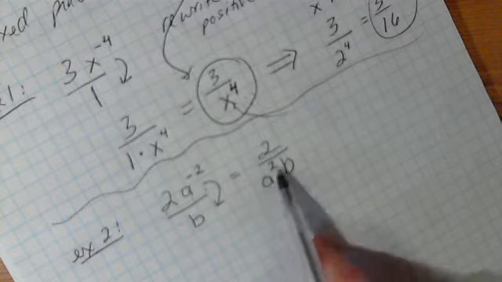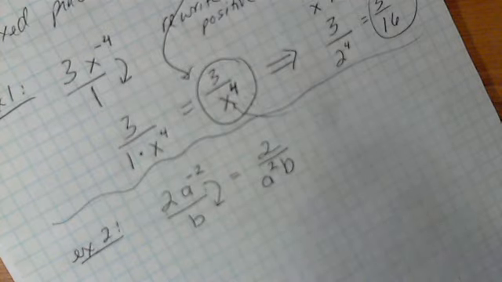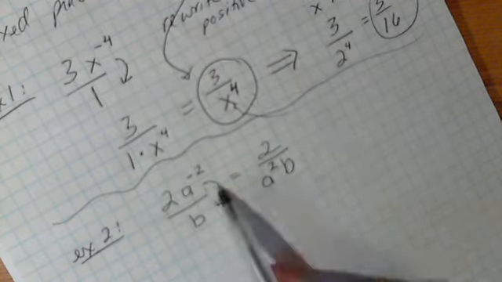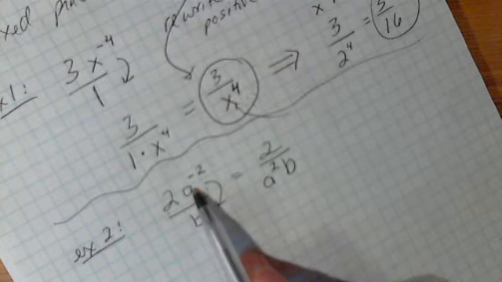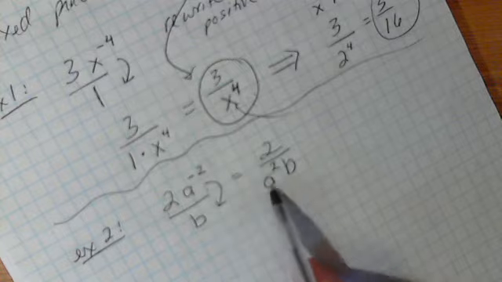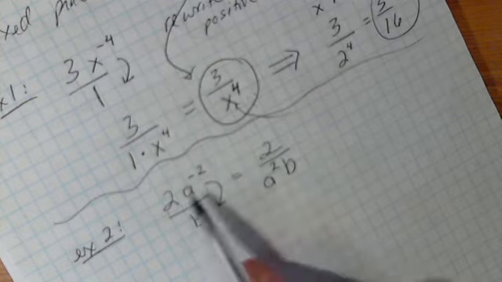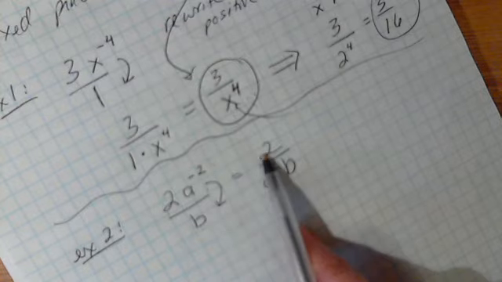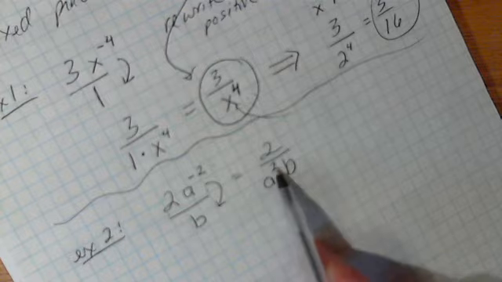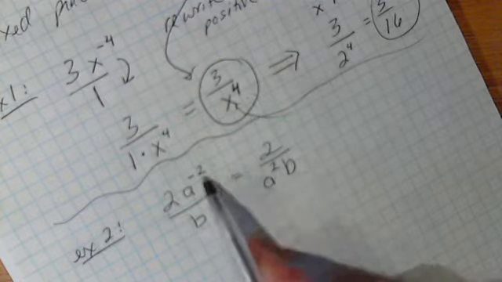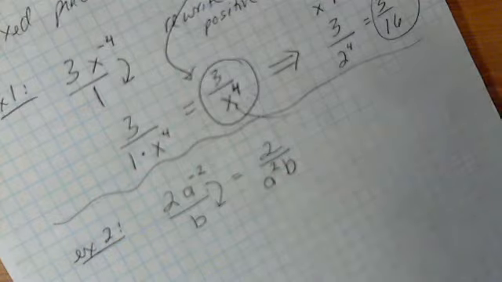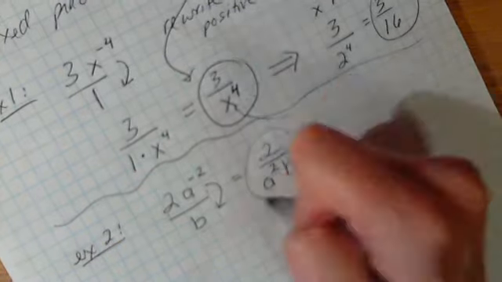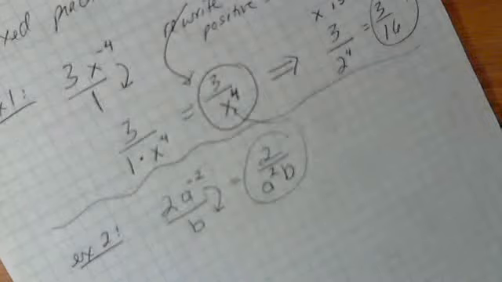His attitude becomes positive downstairs. So look at what changed from here to here. All we did was move the base a with its exponent downstairs. Boom. 2 stayed where it was. B stayed where he was. A squared goes downstairs. A to the negative 2 goes downstairs and becomes a positive exponent on the a. That one's done until somebody tells us what a and b are.